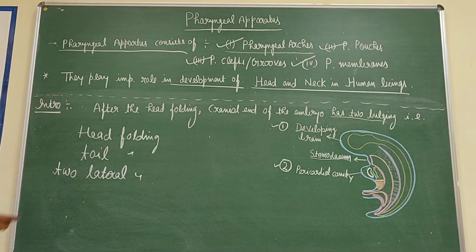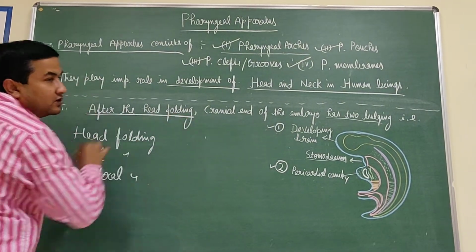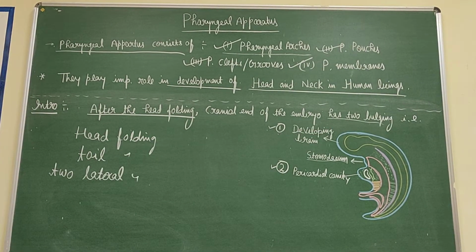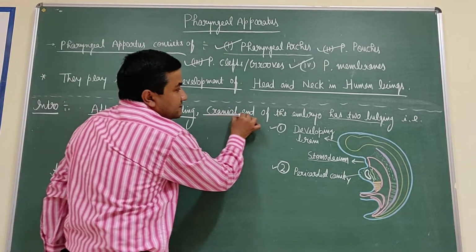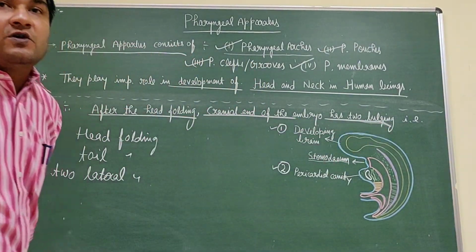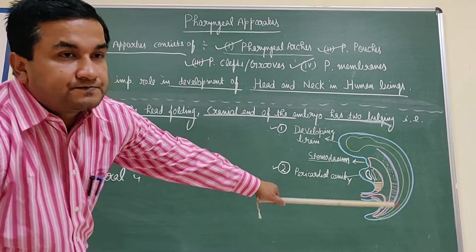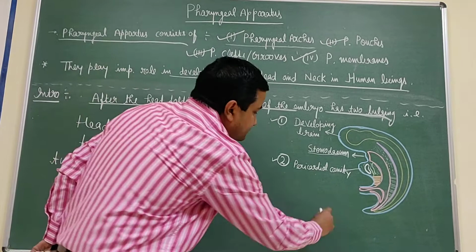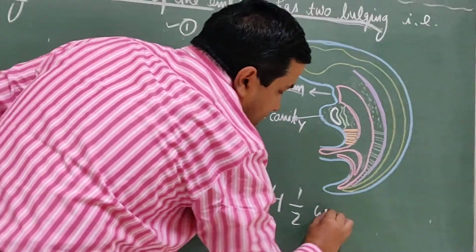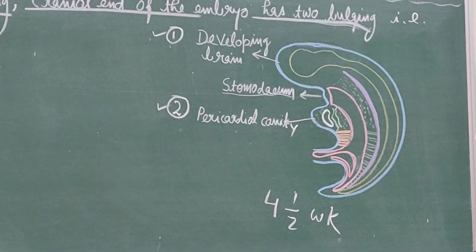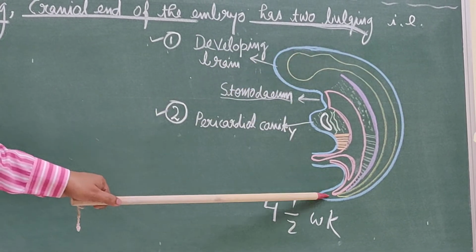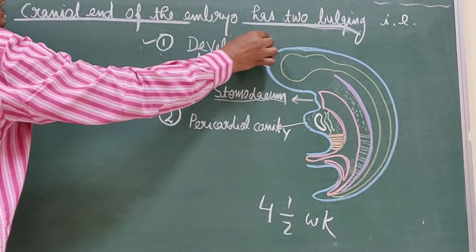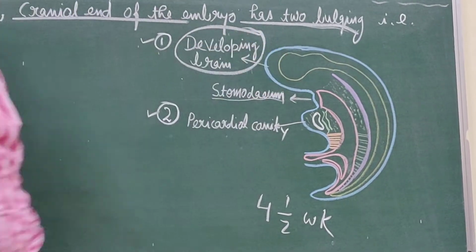Now, as a result of the head folding, or the cranial folding, at the cranial end of the embryo, there are two bulgings formed. This is the embryo of four and a half weeks. We see this is the cranial end and this is the caudal end. Now at the cranial end there are two bulgings. One is the developing brain.